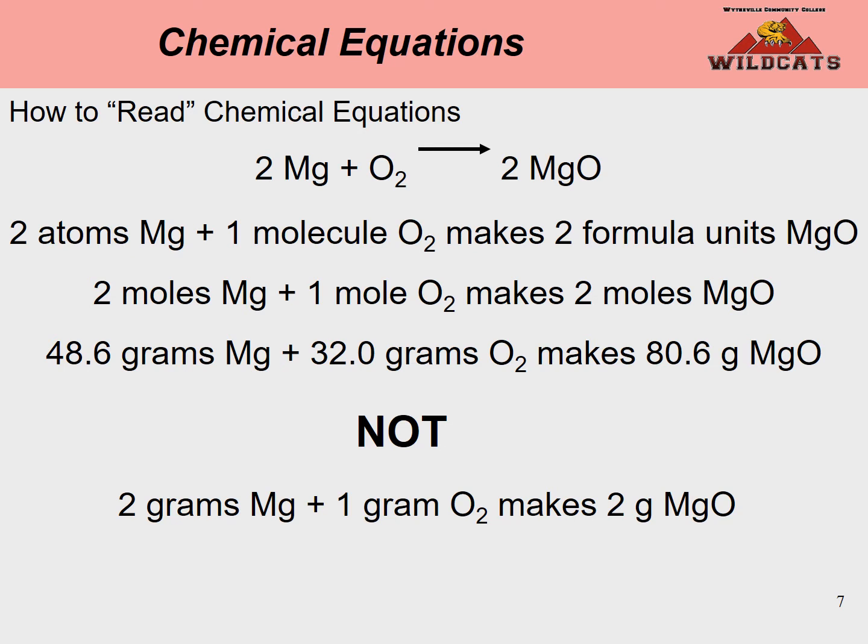We can also, from the previous chapter, talk about moles. We can go from 2 moles to 1 mole to give us 2 moles of magnesium oxide. We can also use the molar masses of these, convert the moles to grams. What we cannot do, and what this does not represent, if you look at the bottom of the screen, is it does not represent 2 grams reacting with 1 gram to make 2 grams. That these are mole ratios.